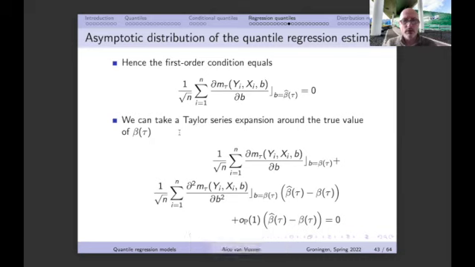Here I'm going to have a Taylor series expansion around the true value of beta tau, which I will just denote by beta tau itself. I could of course have used a beta 0 tau or something like that, but I didn't like that much, so I just have beta tau, which is already the true value. So in the Taylor series expansion, what we get first is just this function itself, but no longer evaluated in beta hat, but in beta tau itself.